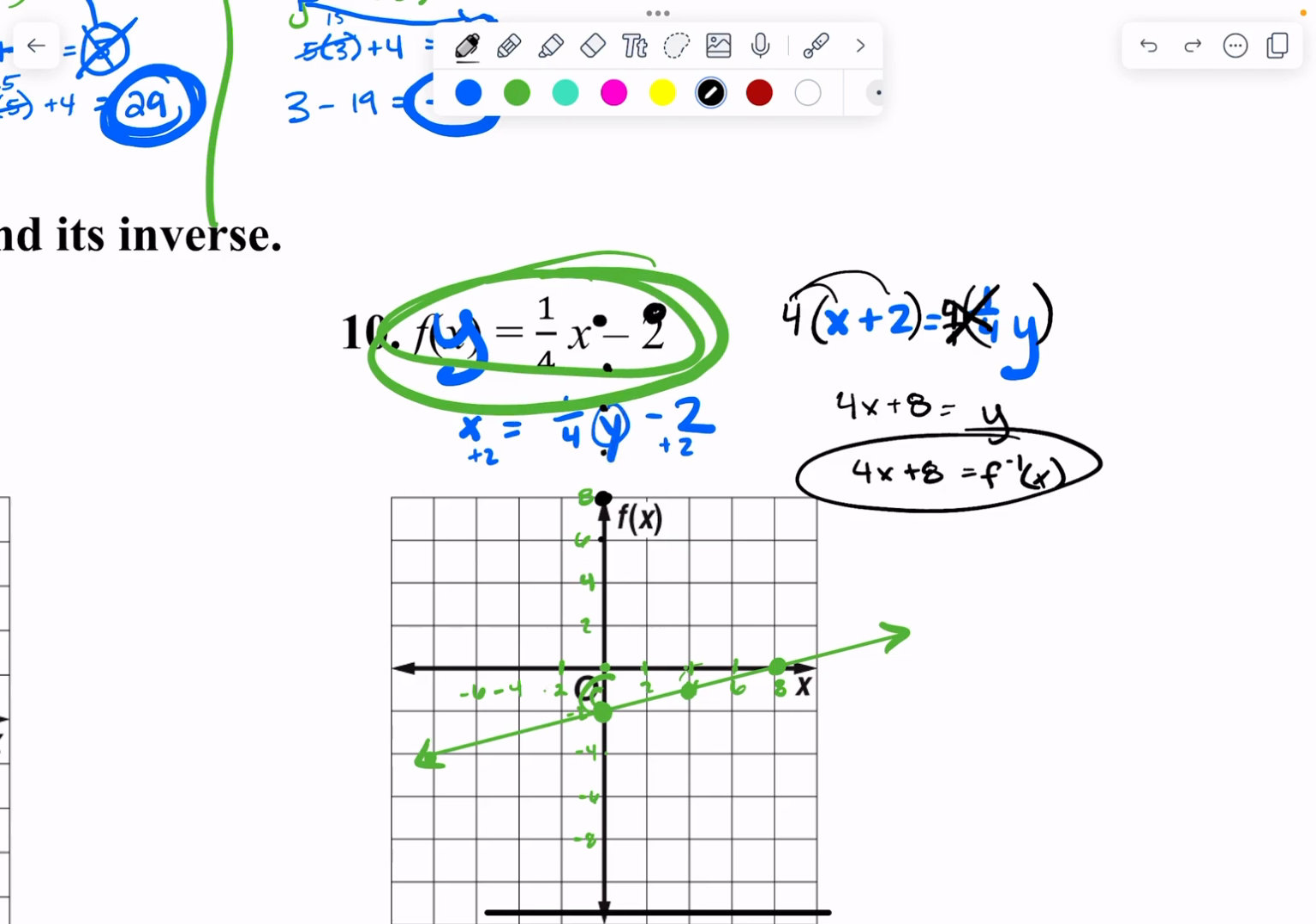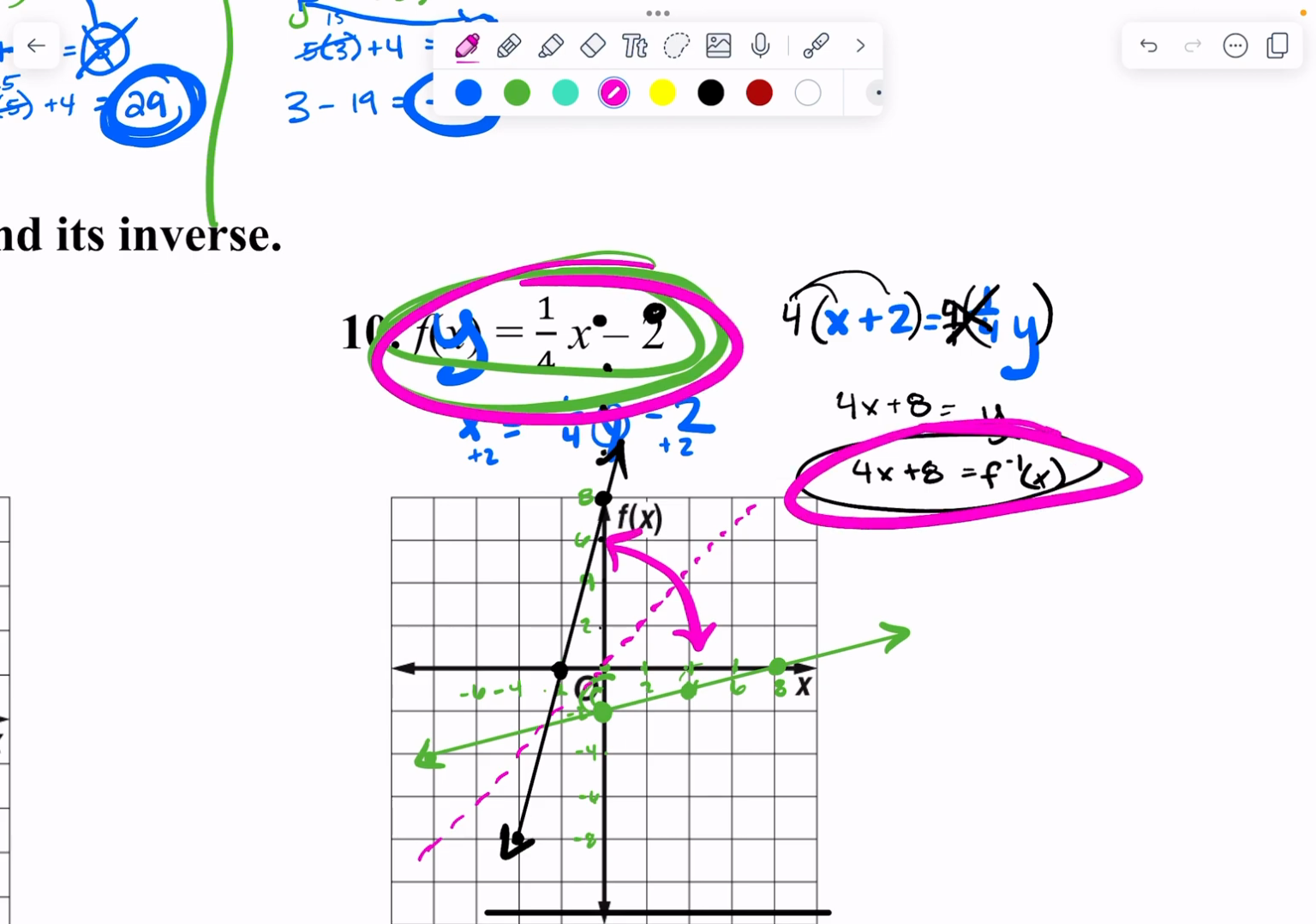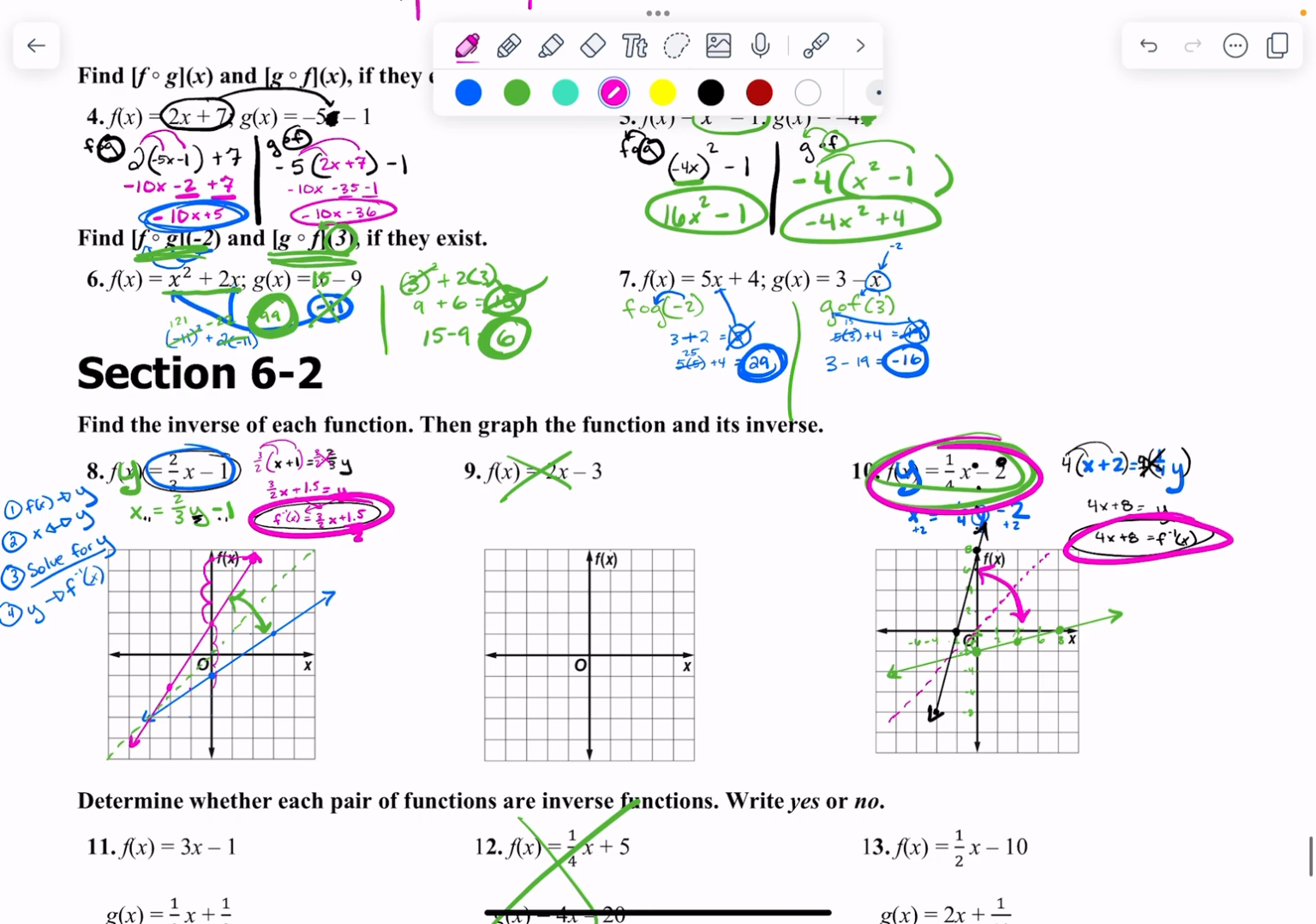Or I could go down 1, 2, 3, 4, and over 1. Down 1, 2, 3, 4, and over 1. So here is what he looks like. Now let's check by just using our little eyeballs to see, is he reflected across this magical dotted line? Yep, looks like it. So these two are inverses of each other. Okay, we found the inverse by doing those 4 steps.